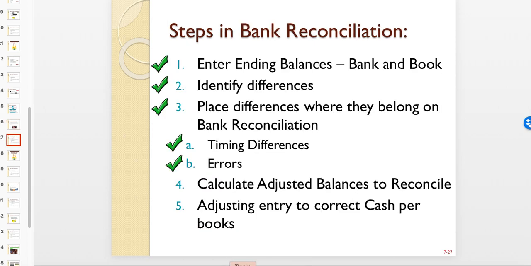So now we have gone through most of the steps of the reconciliation, starting with figuring out the balances, finding the differences, putting all the differences in the bank reconciliation, whether due to timing differences or to errors. And now we still have a couple more steps left, including the most important step, which is the actual reconciliation. So stay tuned for the next video to see how to do that.